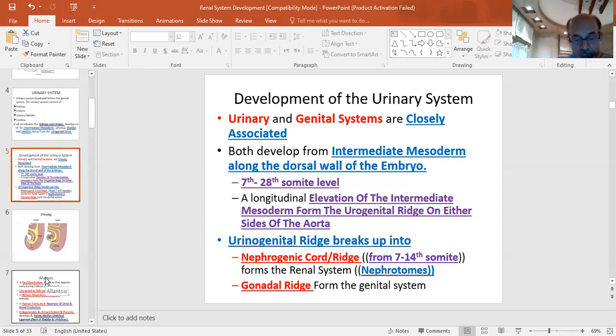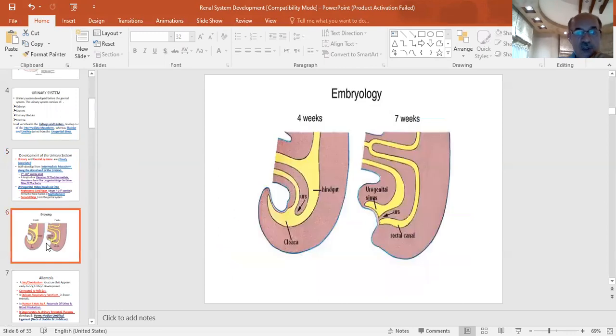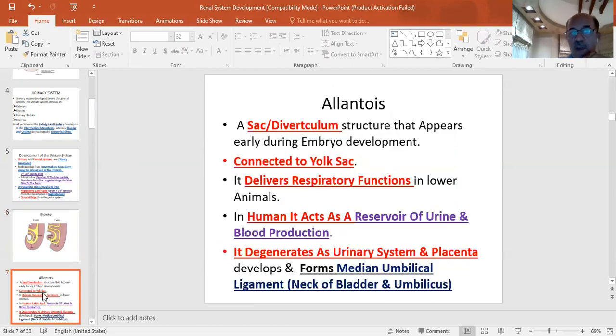All right, the beginning of the development of the renal system, the first thing to appear, during the 4th week of intrauterine life, and it becomes obvious and apparent during the 7th week, is the development of the cloaca. What is this cloaca? To begin with, there arises a membranous sac, we call it allantois. It is a diverticulum. In lower animals, it has good respiratory function. In a human, it acts like a reservoir of urine and for blood production. And then it undergoes degeneration.